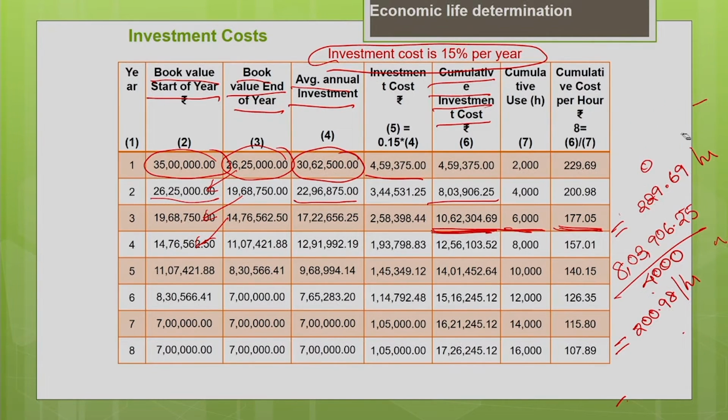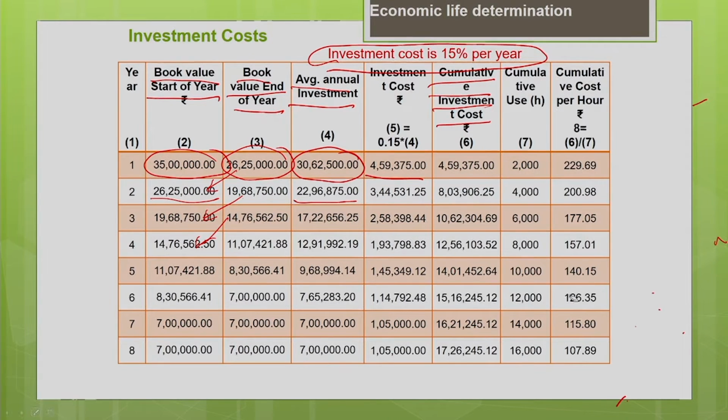So what I am trying to say is, if you are going to hold your machine with you for 3 years, the cumulative investment cost per hour for the 3 years is 177.05. Similarly, if you are going to hold your machine with you for 4 years, the cumulative investment cost per hour for the 4 years will be 157.01. So that is why we are trying to find based on cumulative basis so that we can get a clear picture for the replacement. So this value indicates a cumulative investment cost for the past 4 years, per hour.